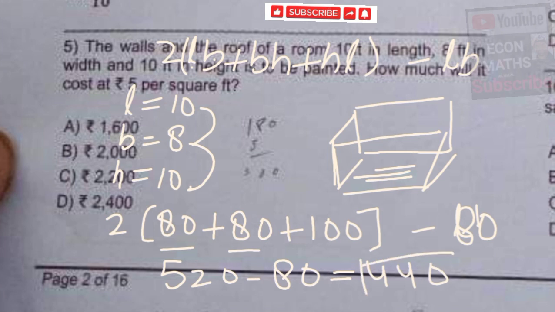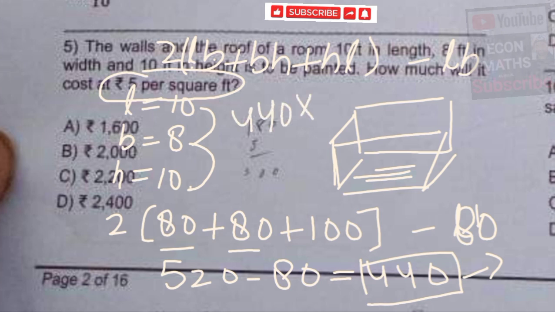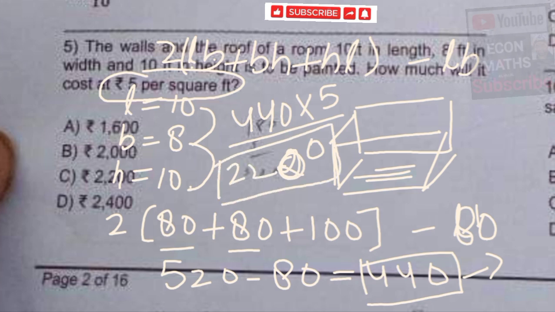Okay, so the area of the four walls and the roof is 440 square feet. Now it costs 5 per square foot. So we got 440 square feet, and we will multiply it by the cost of 1 square foot. So that is 440 times 5. When multiplying, 5 zeros are 0, 5 fours are 20, 5 fours are 20, 5 fours are 20, 21 and 22. So we will get 2200 is the correct option.